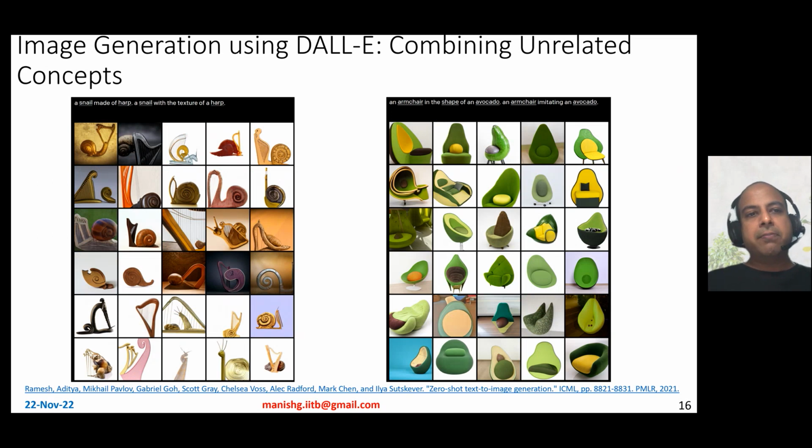It also has a very nice knack of combining unrelated concepts. So, for example, in this case, nail and harp are combined in very, very creative ways. Again, here, avocado and an armchair are combined in a very nice and creative manner.